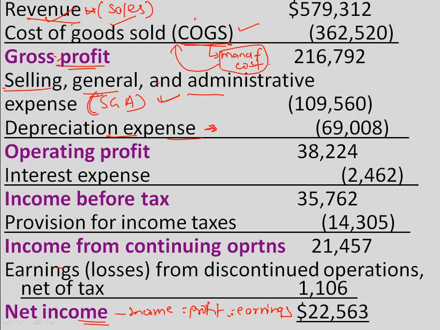So once I deduct all those components from my sales, I have reduced COGS, I have reduced SGA, I have reduced depreciation. What I get after that is an extremely important number called operating profit. Operating profit will also be called PBIT, or we are going to also call this EBIT, not EBITDA. We are going to call this EBIT. So EBIT is earnings before interest and taxes, profit before interest and taxes.